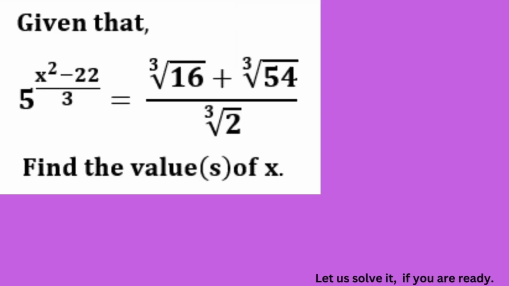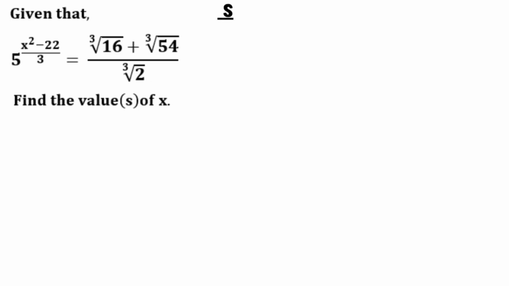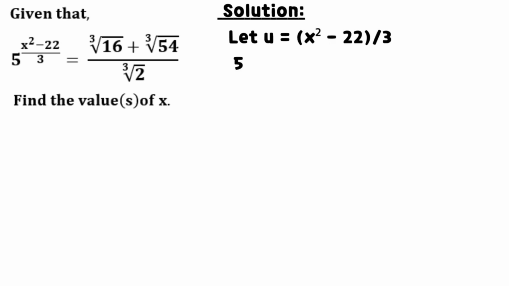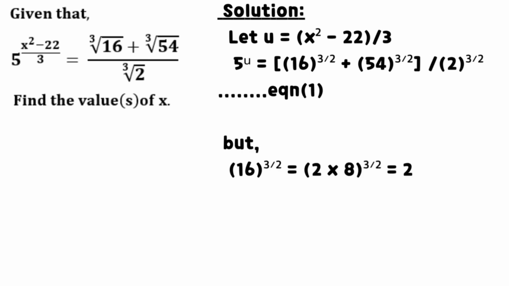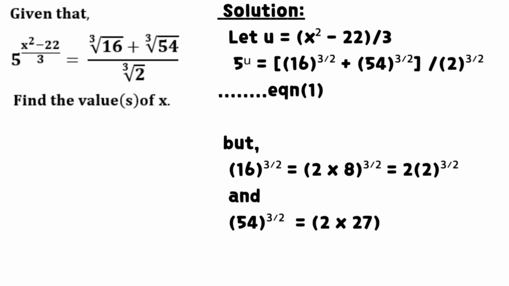Find the values of x in the given algebraic equation. Let u equals the square of x minus 22 all divided by 3. It implies that 5 raised to the power of u equals the sum of the square root of cube of 16 and the square root of the cube of 54 all divided by the square root of cube of 2. We call it equation 1.